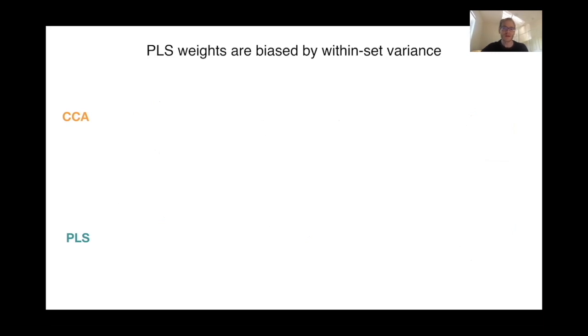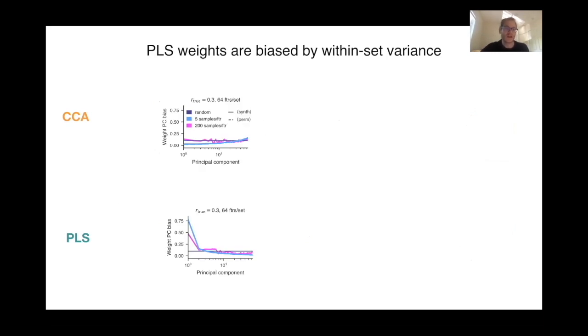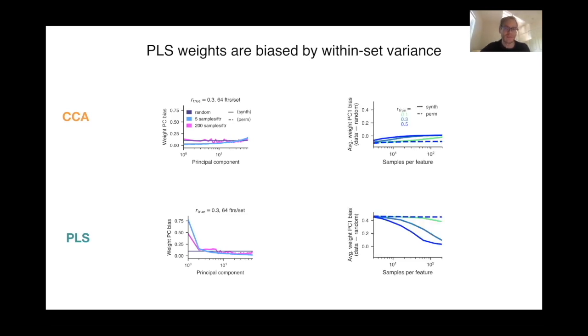To answer that question, we calculated the overlap of weight vectors with principal component axes. And we noticed that PLS weights tended to have a strong overlap with the first principal component axis, and that this effect was especially strong for small sample sizes. We did not observe this PC1, this principal component bias, for CCA. Finally, we also found similar effects across a variety of different parameter scenarios.